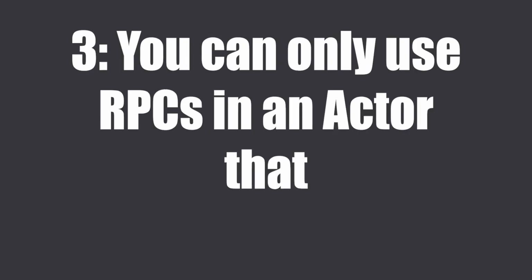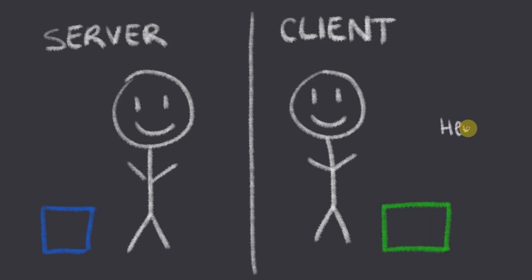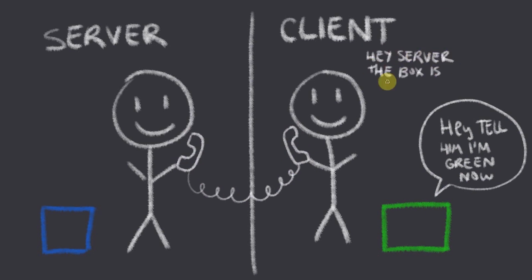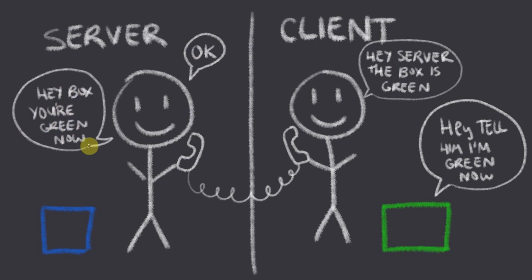And last but not least, you can only use RPCs in an actor that specific instance owns, which in a client instance's case tends to only be the player character and player controller. This means that if a client wants to tell the server to do something, like change the box from blue to green in our earlier example, the client instance of the box has to tell the client player character, who can then call an event on the server to change the server instance box to green.